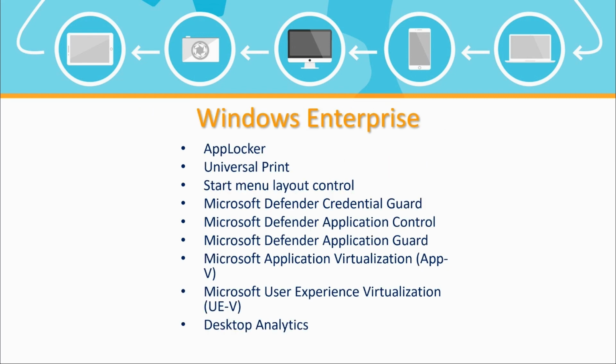Finally, you have Windows Enterprise. Windows Enterprise is the most powerful version of the different Windows editions. You have the most capabilities out of this. So you have AppLocker, which allows you to have some control over what types of applications a user can use on their computer. You have Universal Printing, supporting all the various types of printers without having to have lots of special drivers. You have Start Menu Layout Control using group policy, so you can actually control the start menu layout on people's machines using group policies.